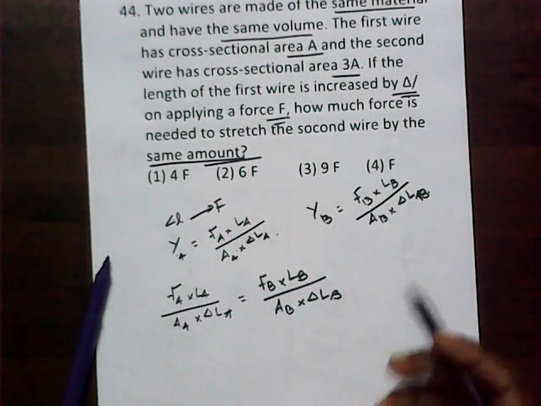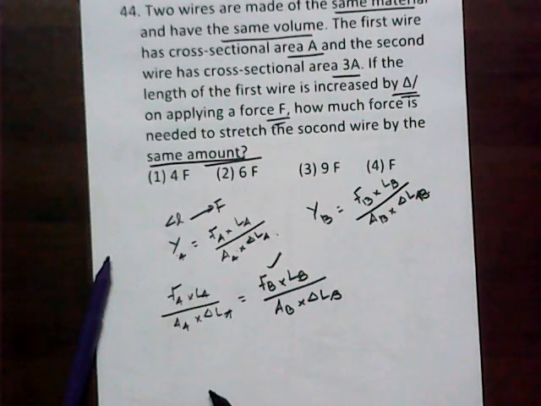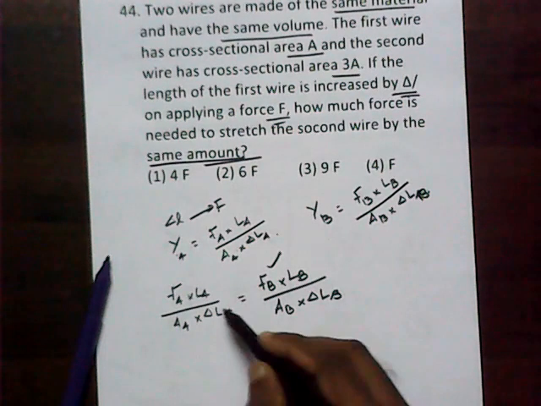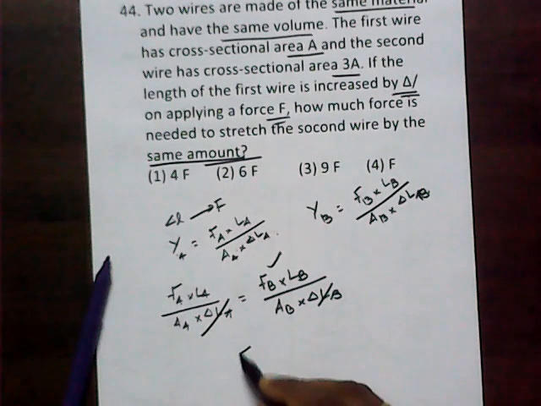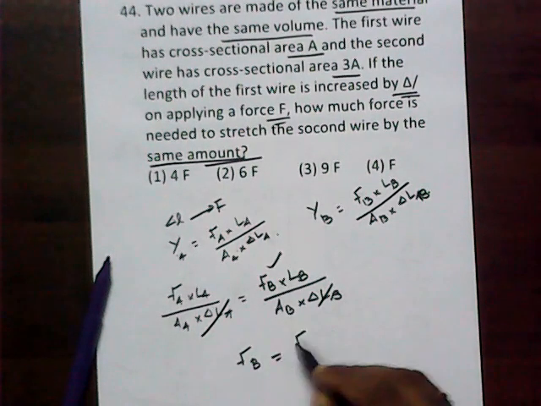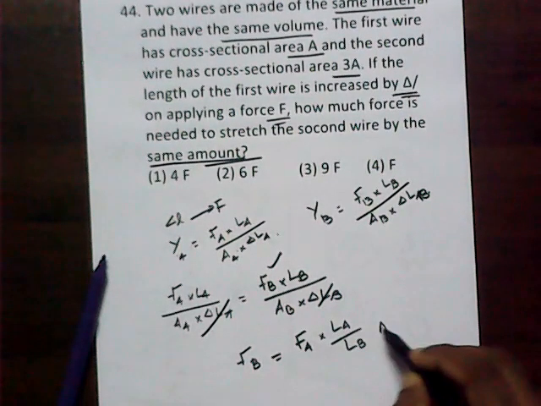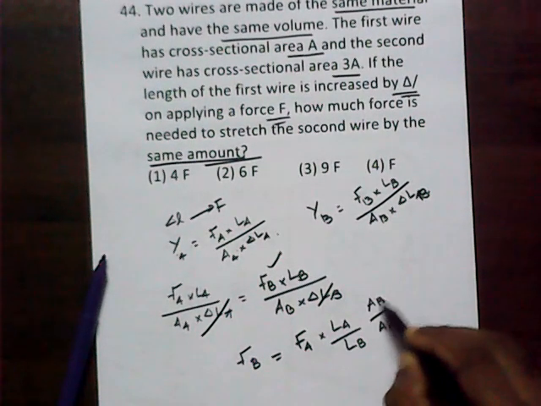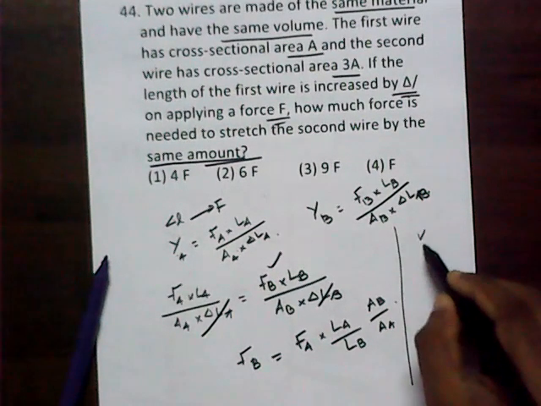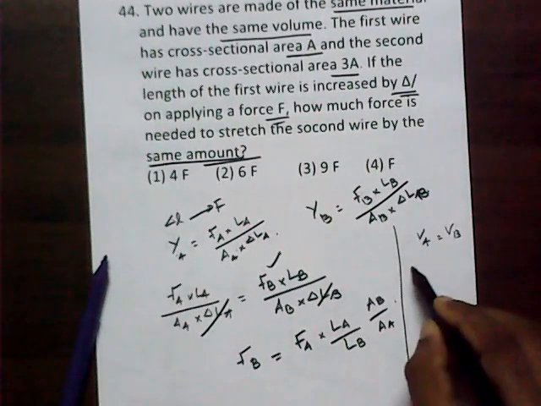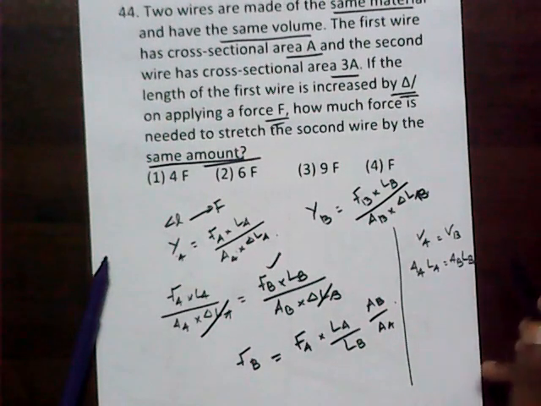Here we needed to find what is F B, and also the same extension we have to link. So delta L cancels. So F B takes the value equal to F A into L A by L B, A A by A B. But here, there is one concept: the volume remains the same. So V A should be equal to V B. That is, A L A should equal A B L B. So that is a very important one.